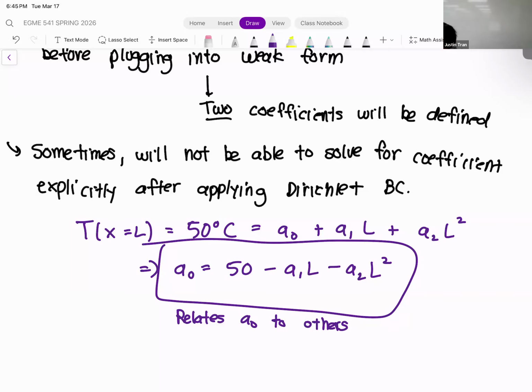All right, any final questions on this before we wrap it up for today? Okay, all right, so that's all we got time for today. So on Thursday, we will finish up this example. We'll plug this into the weak form. We'll see how to solve for the other coefficients in our problem.